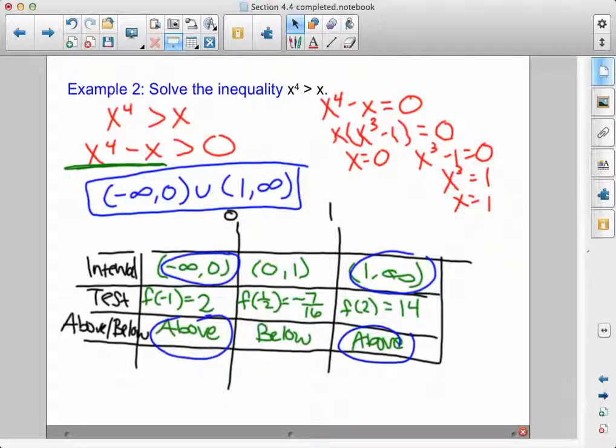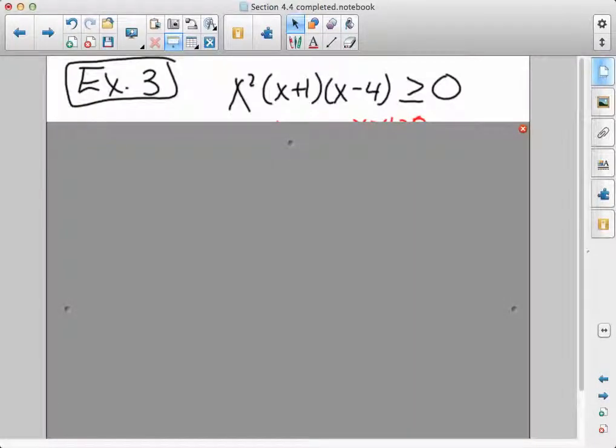So finally, example 3, we're going to solve x squared times x plus 1 times x minus 4 is greater than or equal to 0. So first off, the inequality is already in the proper form, where one side of the inequality is 0.